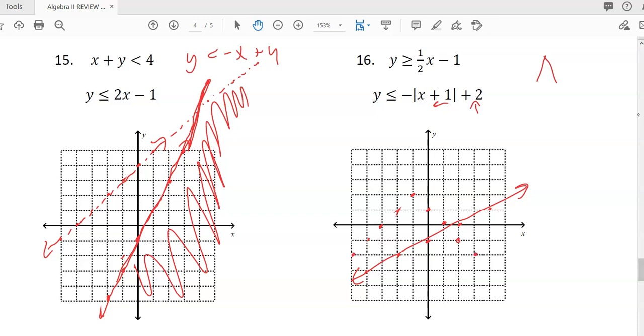Slope is 1 and negative 1. So got a bunch of slope points. It's greater than or equal to, so these are both solid lines for this V. And the shading is below that, so below the absolute value graph, but above the linear line. So all of this looks to be the double shaded region there.